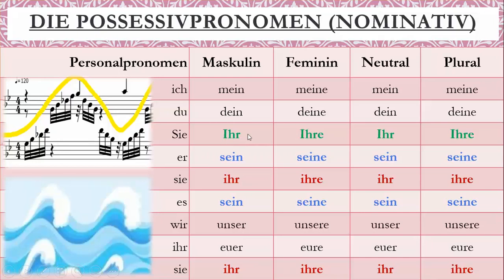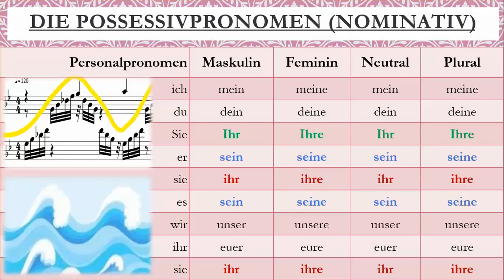But you must remember that even though the possessive pronouns for third person singular sie and third person plural sie are written the same way, the possessive pronouns for the second person singular Sie, which is a person being addressed respectfully, will be written with a capital I, not just at the beginning of a German sentence or question, but also inside a German sentence and question.